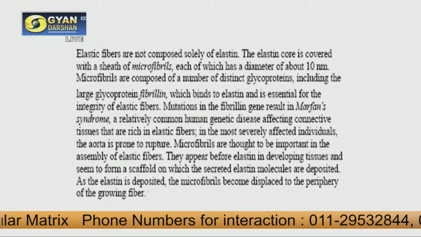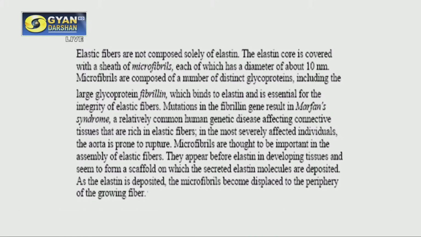So what I mean to say is that not only the ECM proteins are important, but the proteins which are associated with these ECM proteins are also equally important. Fibrillin is not an ECM protein, but it associates with an ECM protein, that is elastin. And if there is a mutation in the fibrillin gene, the effect is as severe as having a mutation in the elastin gene, because ultimately it will have the same consequence of causing rupturing of the arterial wall. So how delicate the mechanism is, I think you are able to understand.